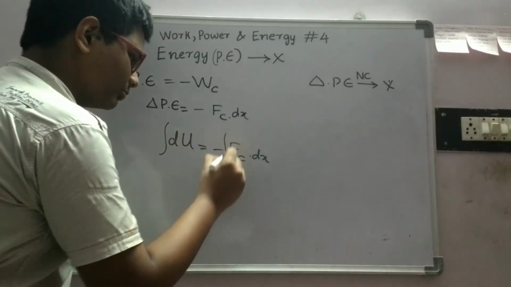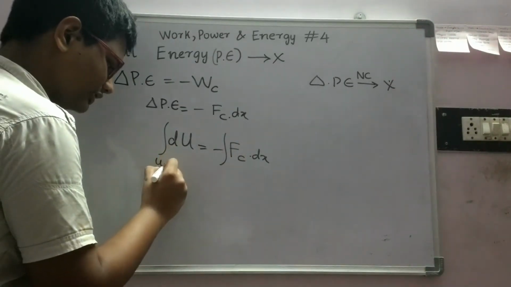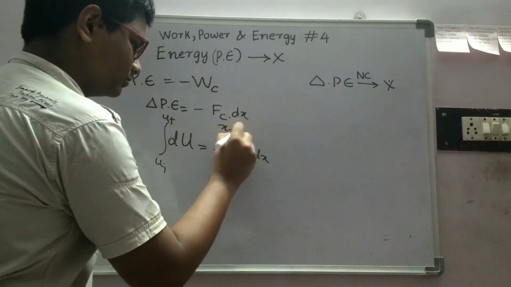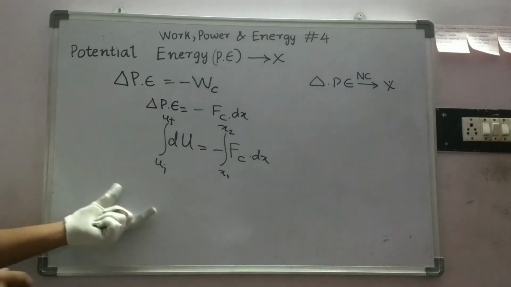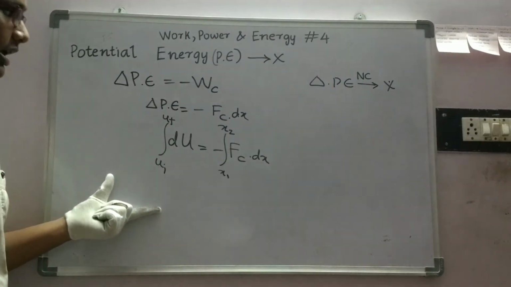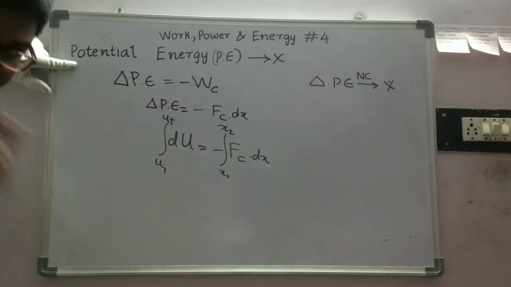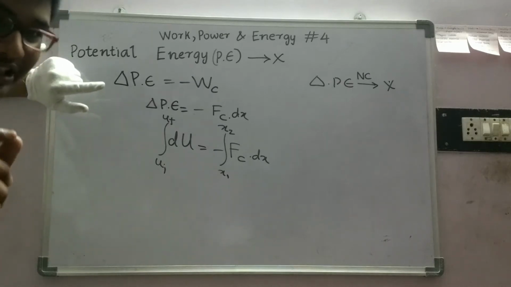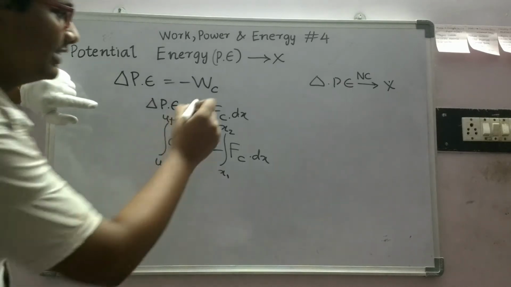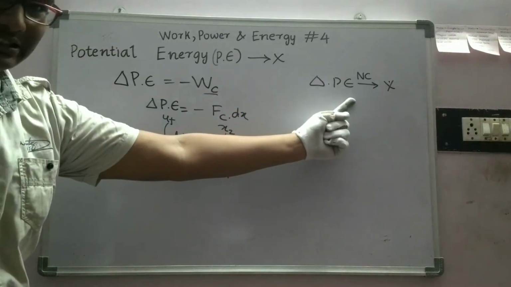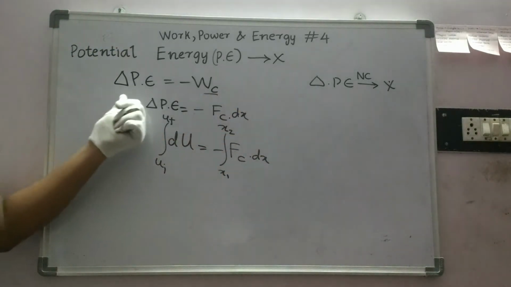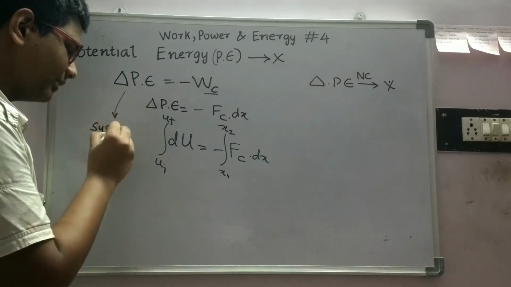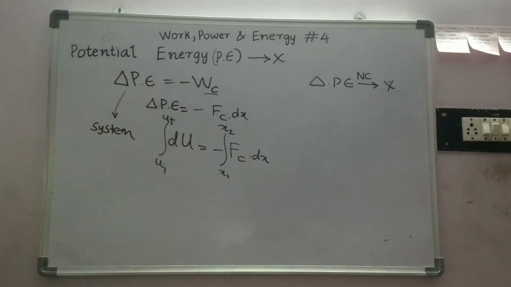You must integrate it on both sides from U initial to U final, and this from x1 to x2. This is the formula for change in potential energy. Remember that potential energy is not defined. Only change in potential energy is defined. That change in potential energy is only defined for conservative forces. It is not defined for non-conservative forces. And potential energy is only defined for a system. It is not defined for a single body, right? Copy this.